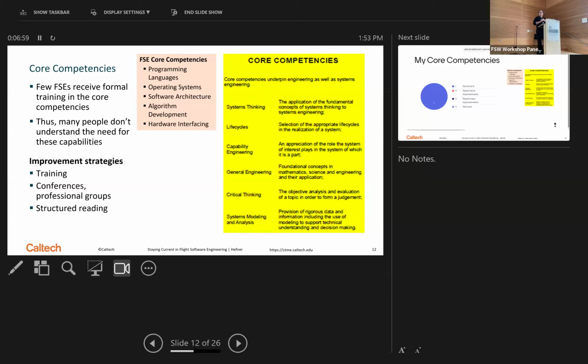that you would use for the technical competencies, you could use to increase the core competencies. Okay, so conferences, training, structured readings, etc. These are pretty straightforward, and you pretty much could find classes on anything. You know, Caltech, for example, teaches courses on systems thinking. We teach courses on modeling and analysis.